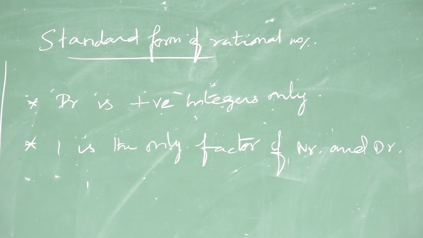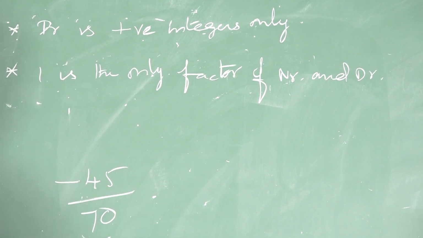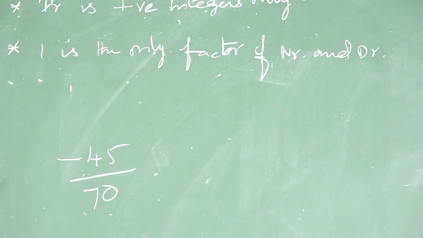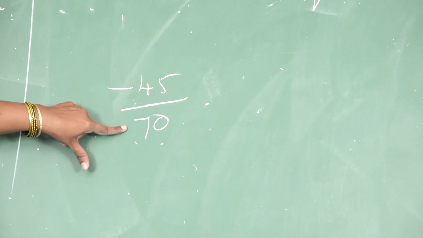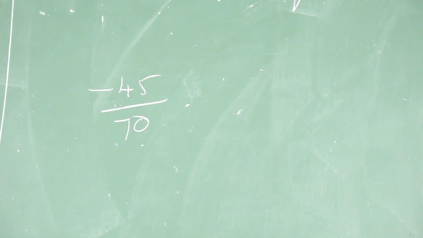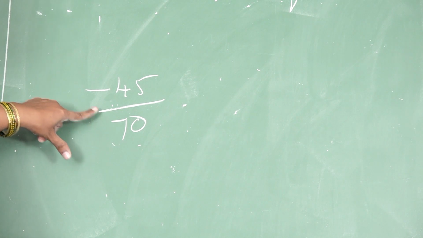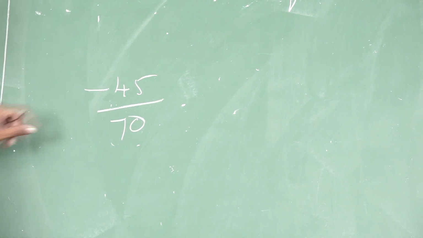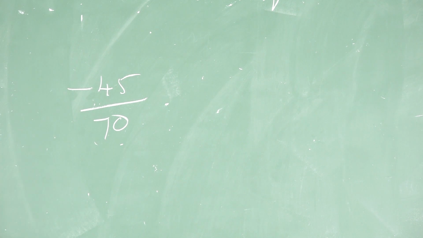Okay. See now, minus 45 by 70. See this number. Is this number a rational number? Yes, this is a rational number because minus 45 is an integer and 70 is also an integer. Is the rational number in standard form? No, this is not in standard form. Why? Because 45 and 70 have 5 as a common factor. But for standard form, 1 is the only common factor of numerator and denominator.